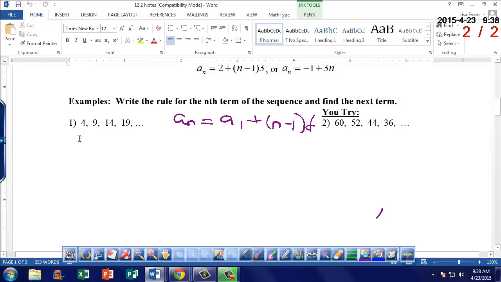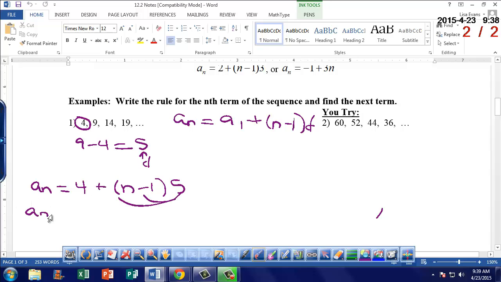Now, in this sequence, do I have A sub 1? Yes, it's 4. Do I have a common difference? Well, I wasn't given a common difference, but I can find it. I can just subtract 2 of the terms. Remember, the higher term subtracted by the lower term, so 9 minus 4 is 5. So our D is 5. Plug those 2 in. So A sub n, we put 4 in for A sub 1 and 5 in for D. We're going to distribute. We're going to go ahead and add up like terms. Here's my rule.